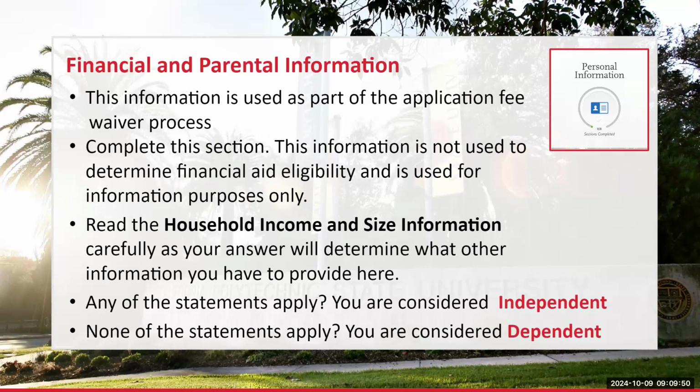You'll then include your financial and parental information. And like I said before, it is part of the application fee waiver process. It is not used to determine financial aid eligibility. That's a separate application, so you'll still need to complete the FAFSA. It's basically for the fee waiver and data purposes for the CSU system.